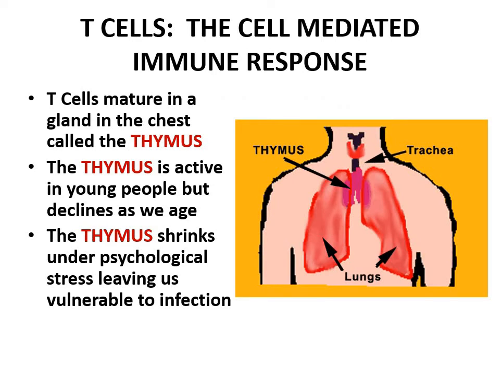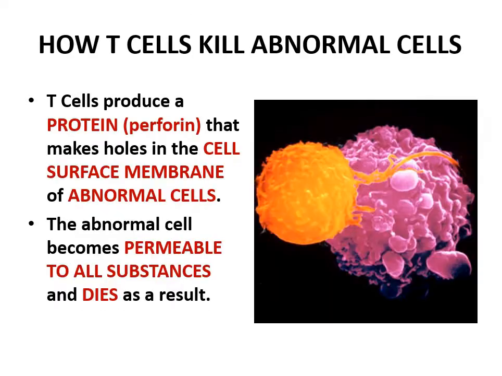A reminder that these T cells mature in the thymus gland, and you can see it sits just below the lungs. We also know that it will shrink if a person is under a lot of stress. So if a person is particularly stressed, their immune system can be weaker, and this is partly because the thymus gland will shrink.